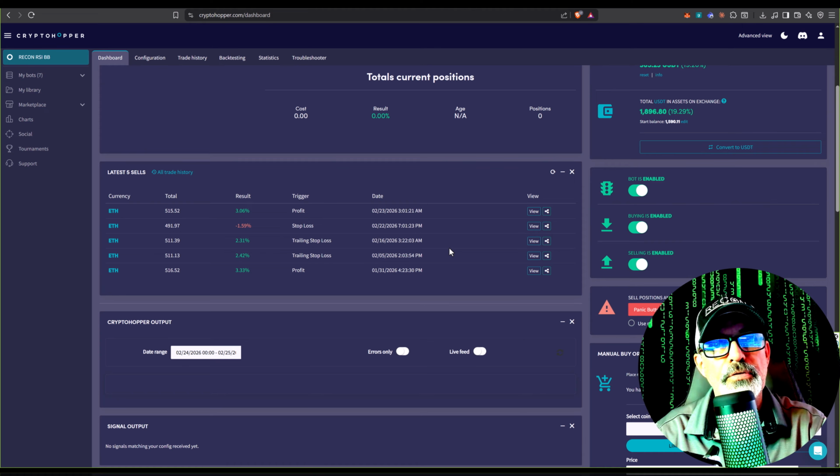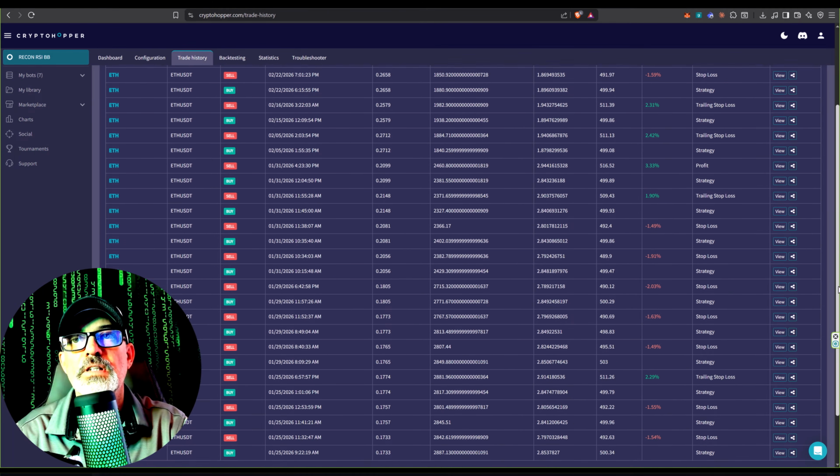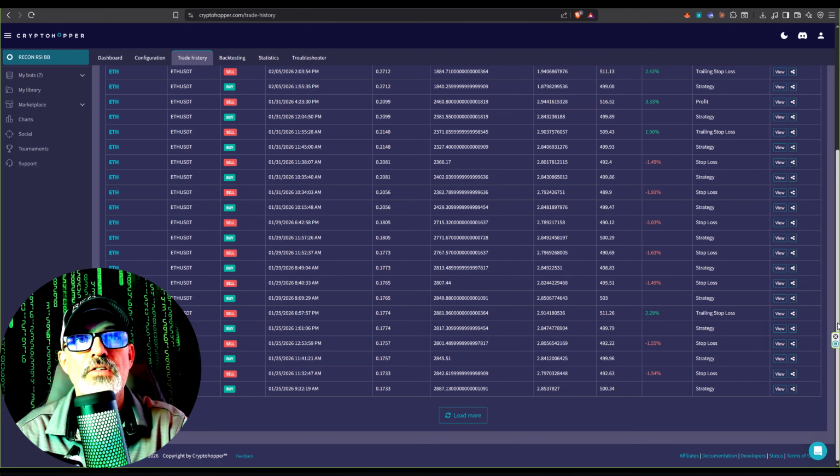But to get a real feel for how this bot has performed, we want to see all the trade history. So I just click on all trade history. And now we can see the most recent trades up at the top, and then if we scroll down, we can see the entire history of trades. I deployed this bot around January 22nd, I want to say.